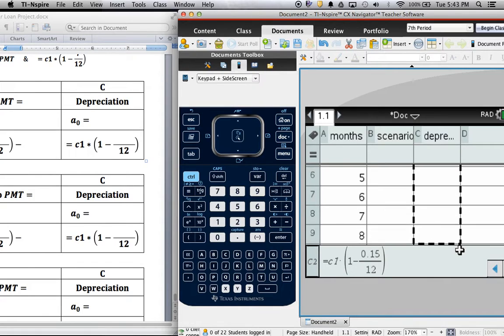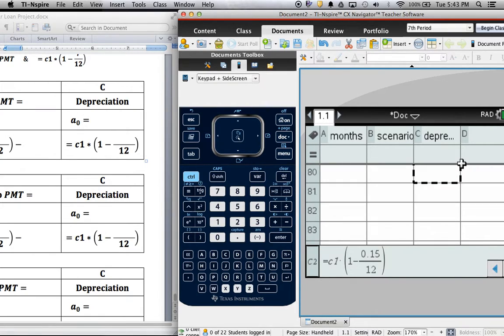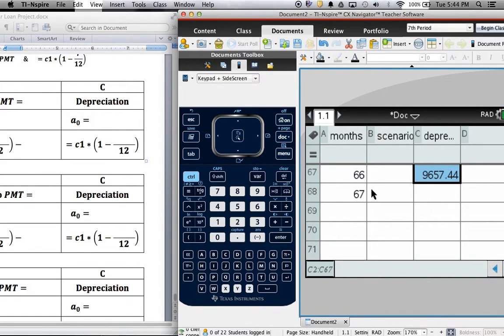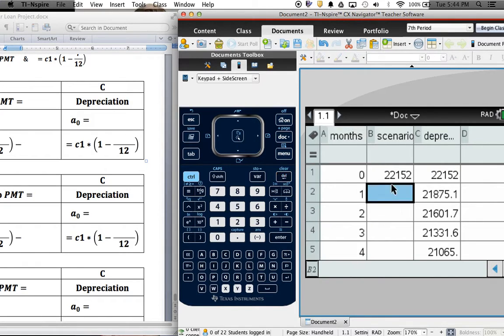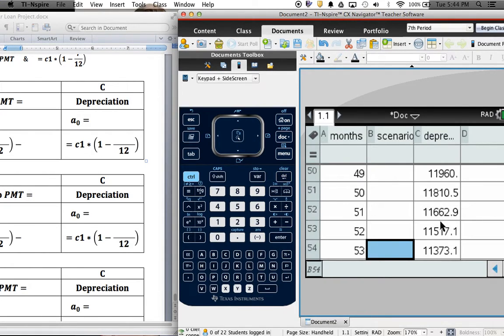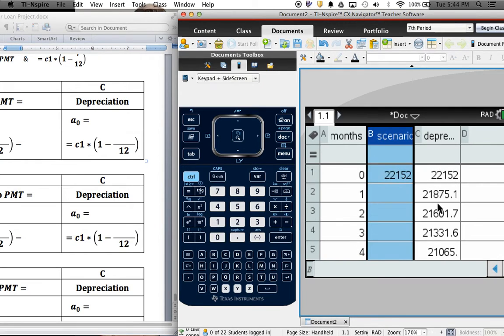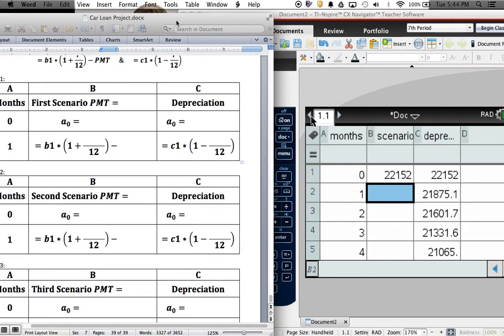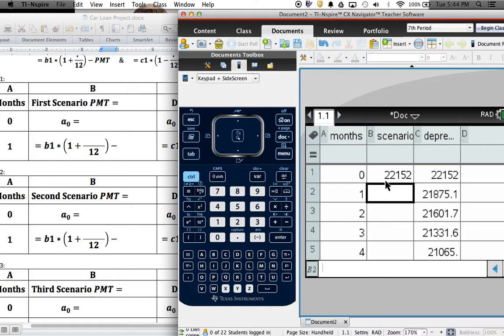And again, you want to extend that down. Now this tells us how much our car is worth at any given month. Okay, in this column we're going to calculate what the balance on our account will be.